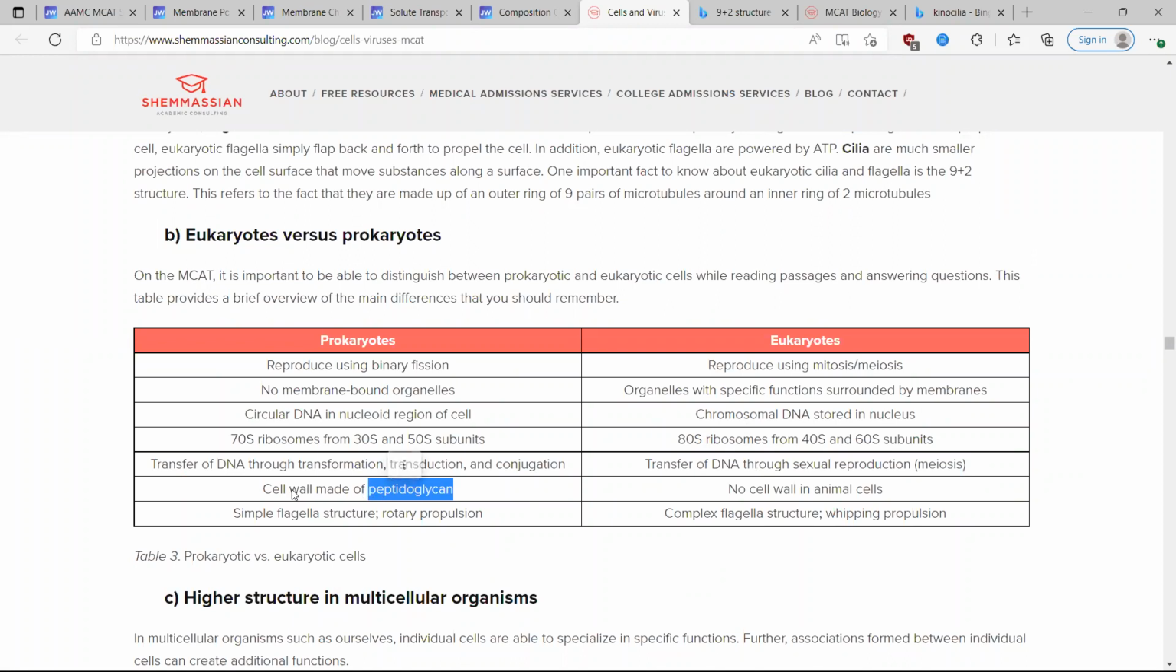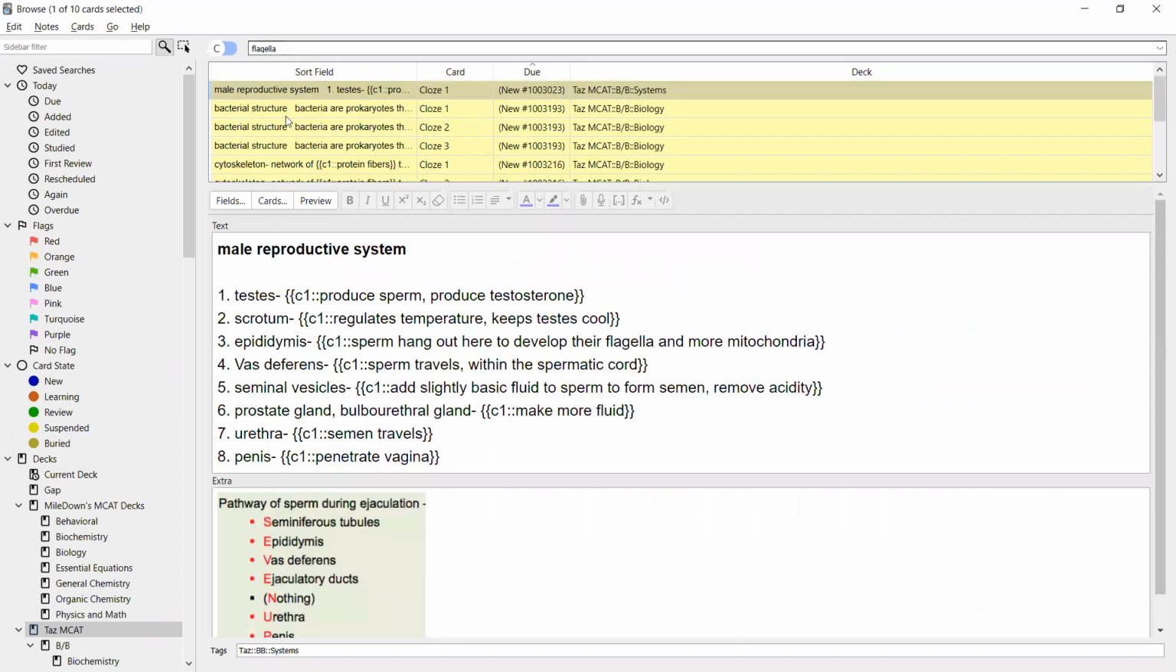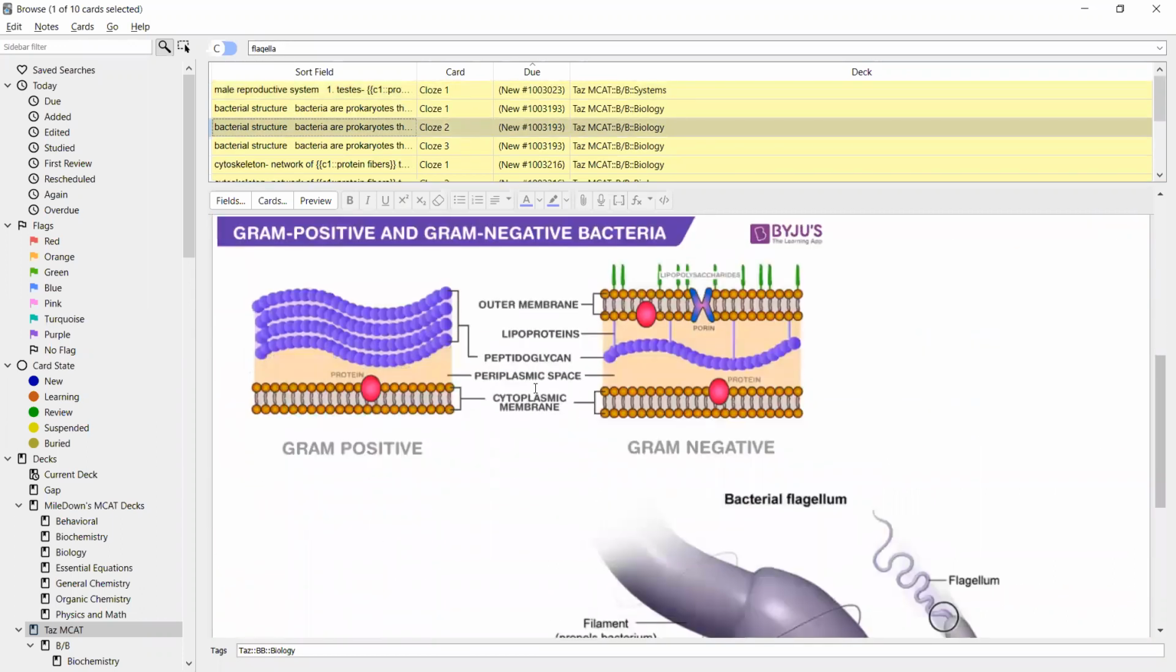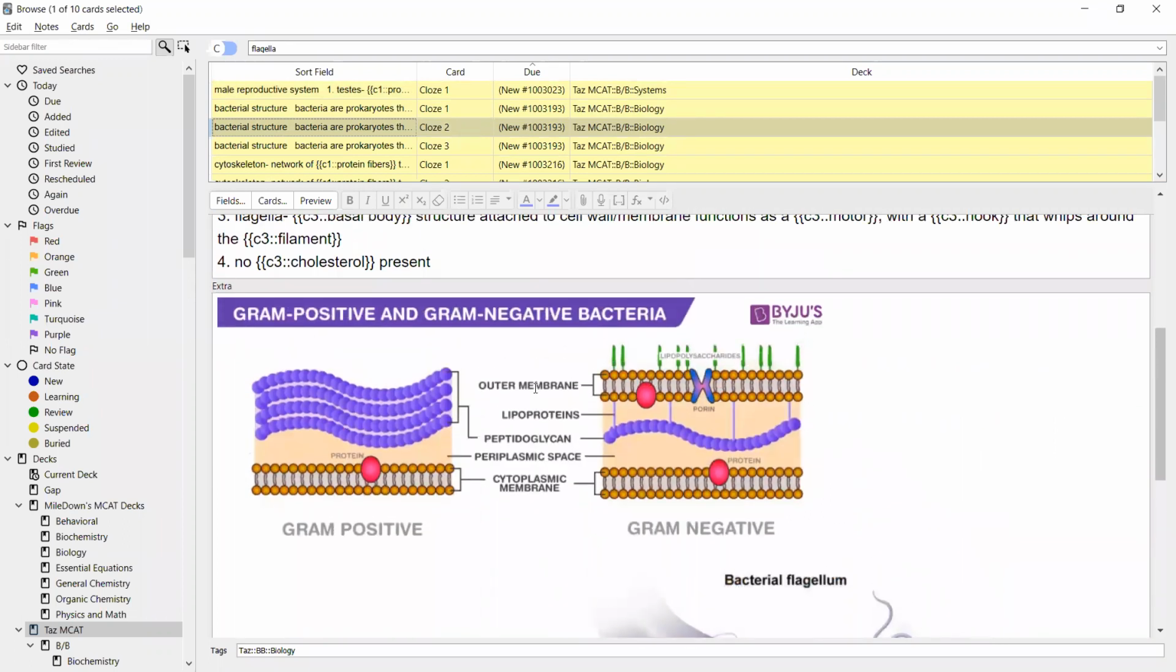Prokaryotes have a cell wall made of peptidoglycan. We don't have a cell wall in our animal cells, but they do have a cell wall. And flagella structure. Okay, so this is kind of a niche difference, but there is a difference in the type of flagella that we have. And again, we talked about the cell wall.